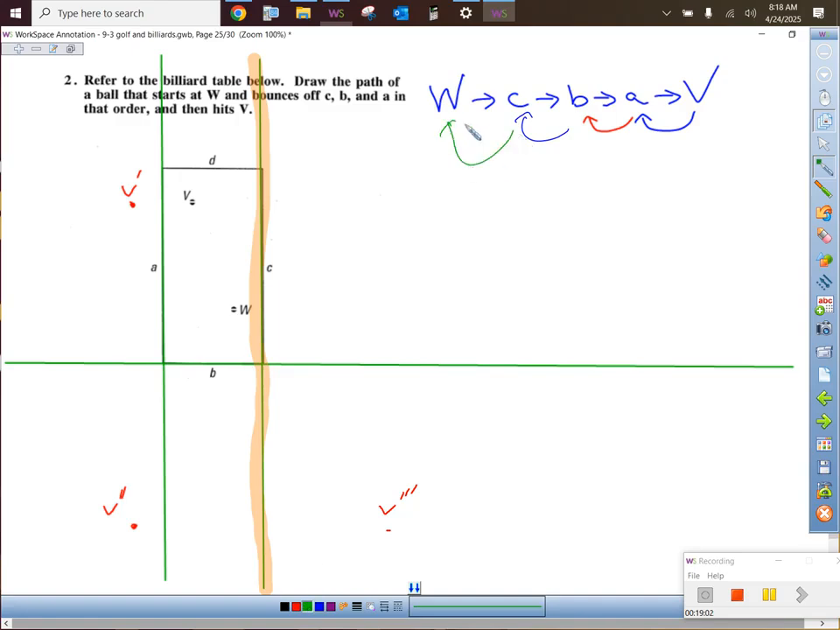And how do you know you're done reflecting? Because you ran out of lines. Right? I'm done with lines. I'm back to W.